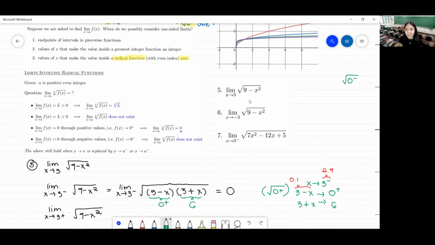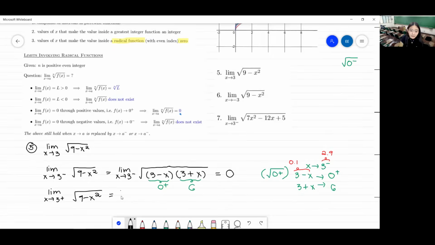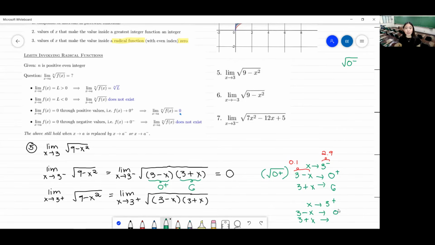Yung original na hinihingi sa atin ay yung two-sided limit. No? So, we also have to consider the right-hand limit. Tayo ay magfa-factor muli. Ganun ulit ang process natin, no? Here though, we are making x this time approach 3 from the right. How are the expressions 3 minus x and 3 plus x affected? So dito it is 0, but we need to know at which side of 0 we are approaching.